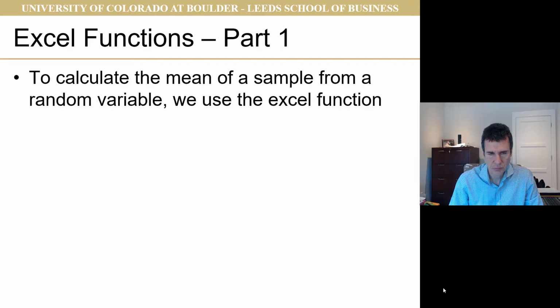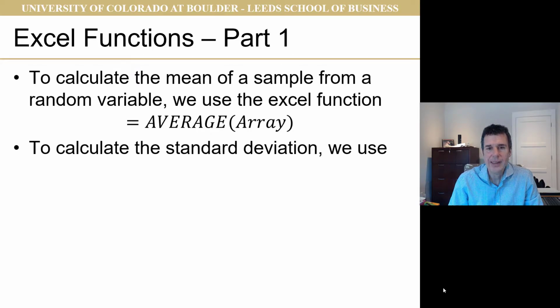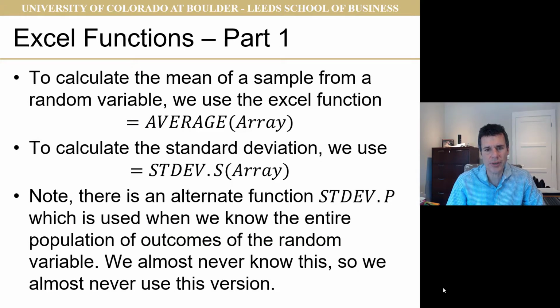So in Excel, if we want to calculate the mean of a sample from a random variable, then we use the Excel function average. And we pass in all of our sample data into average. To calculate the standard deviation, we use stdev.s, and we pass in all of our data. Now there's an alternative function, stdev.p, which is used when we know the entire population of outcomes of the random variable. We almost never know this, so we almost never use this function. But it should be noted that both the average and standard deviation, stdev.s, are not actually the average and not actually the standard deviation, but are estimates of that.